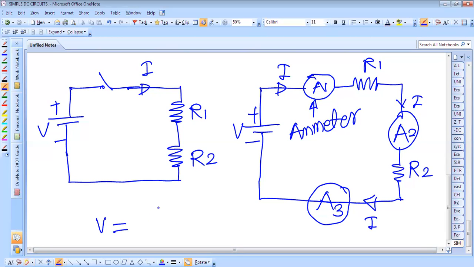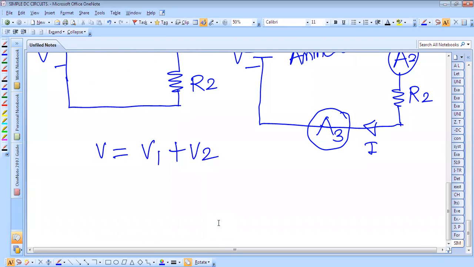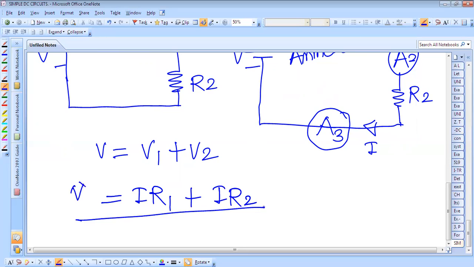So the voltage across the resistor R1 is V1, and the voltage across the second resistance is V2. Therefore the drop across R1 is nothing but the current I times the resistance R1. And what is the resistance of this second lamp? It is R2, and the same current is flowing through it. So this is the total voltage which we are applying across the circuit.